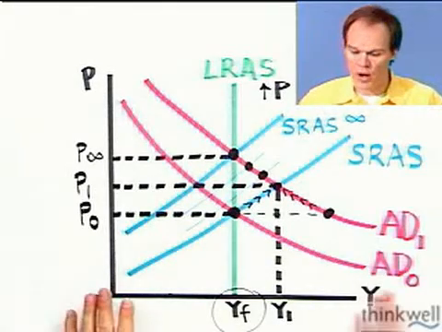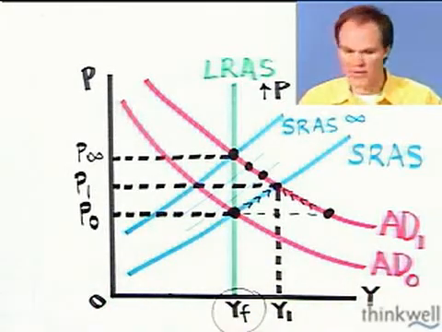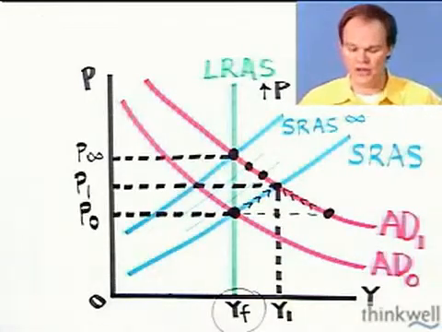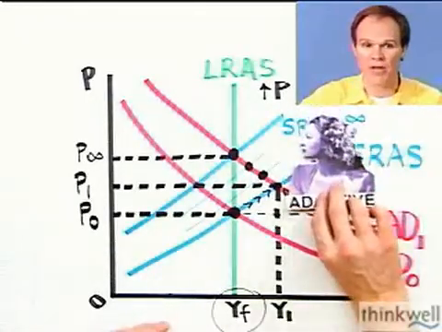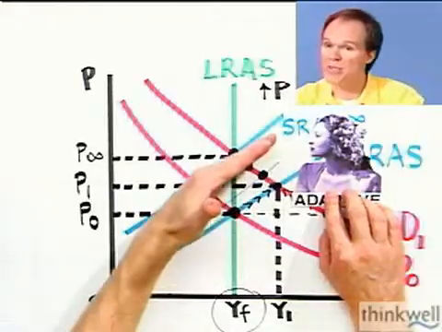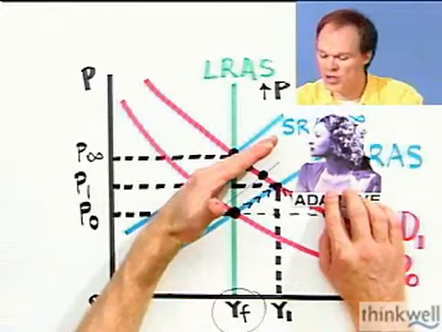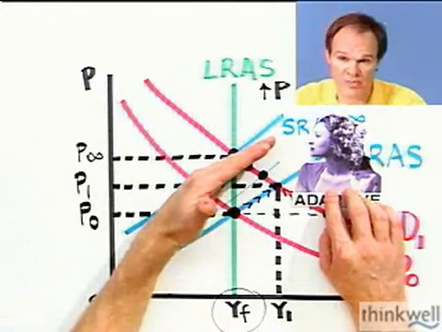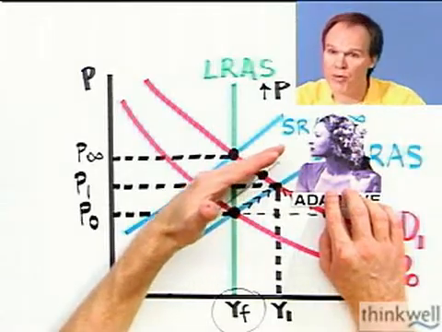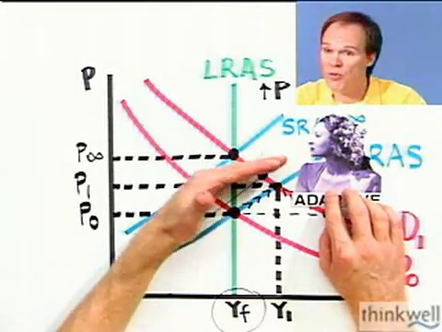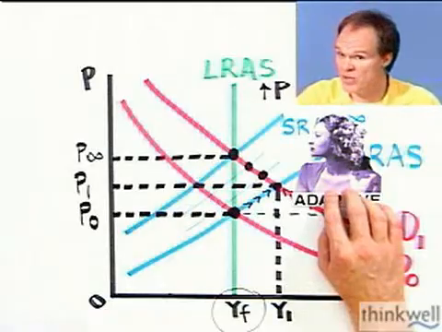Now, of course, there's the question, how quickly do we get there? And that depends on expectations. If expectations are adaptive, then it may take a long time because people are basing their notion of price changes on what's happened in the previous period. So prices adjust upward gradually. People keep increasing their prices at the same rate that prices increased last year.